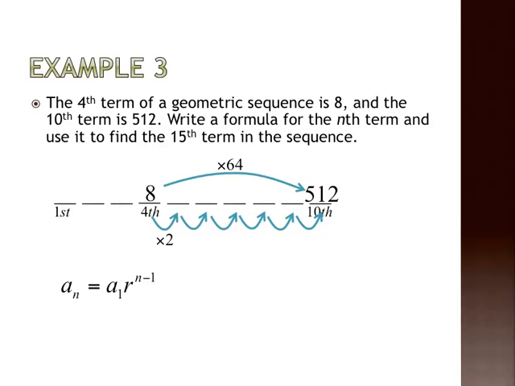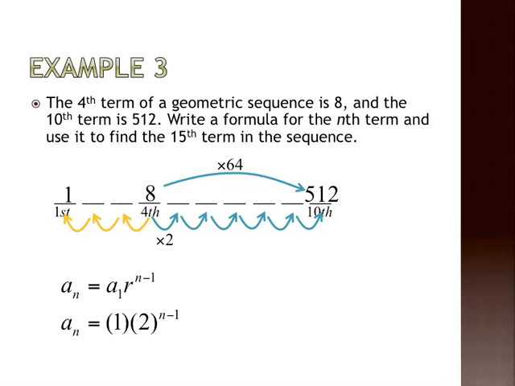Okay, so that must mean we can work backwards to get to the first term the same way. So if we divide by 2, 3 times, 8 divided by 2 is 4, divided by 2 is 2, divided by 2 is 1. So the first term must be 1.